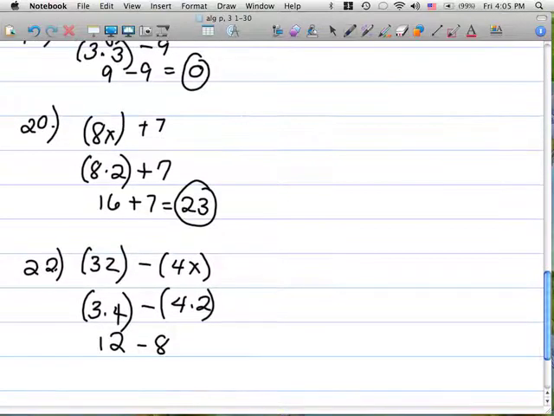Problem number 20. You have the quantity 8x plus 7. Substitute in the value for x, which is 2. So now we have 8 times 2 plus 7. Doing what's in parentheses first, we get 16 plus 7, and adding we get 23.